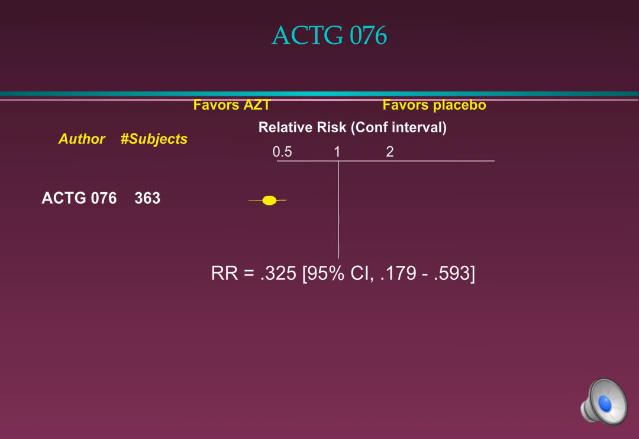And so we have ACTG 076 listed, the number of subjects, and then you can see the point estimate in the little oval circle, which is 0.325, and you can see the confidence interval. You see the confidence interval is relatively short and it doesn't come close to 1, so therefore we know that the result is statistically significant.